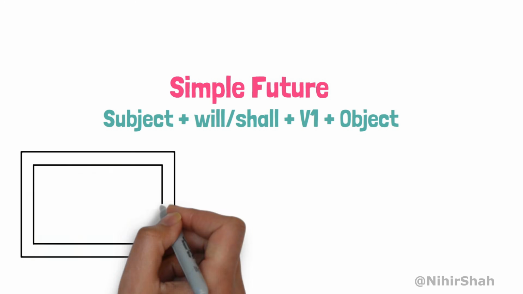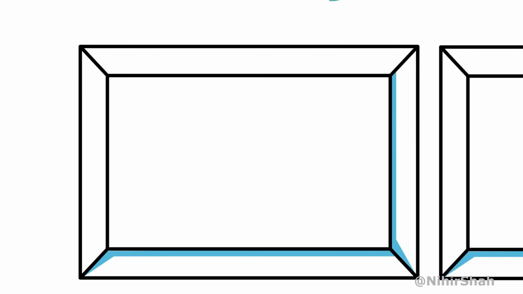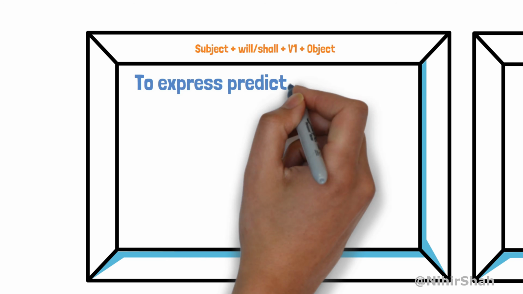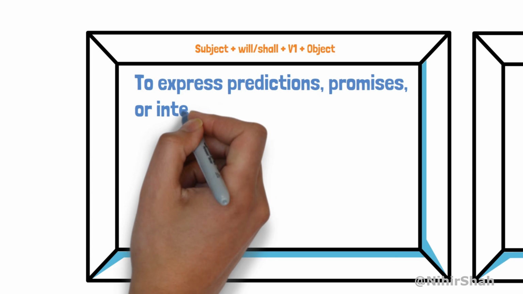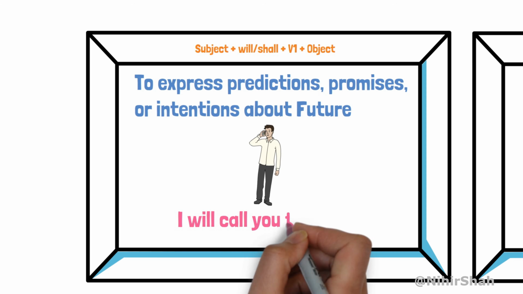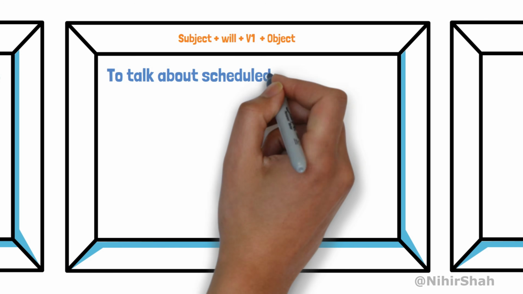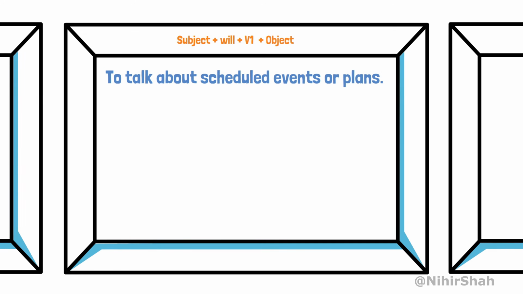The simple future tense is typically used in the following context. Number 1, to express predictions, promises, or intentions about future events. I will call you tomorrow. Number 2, to talk about scheduled events or plans.